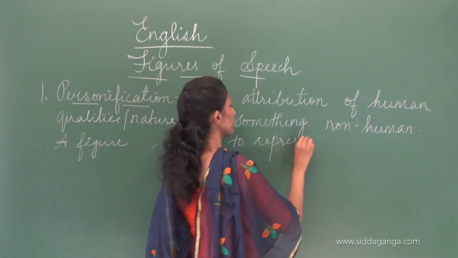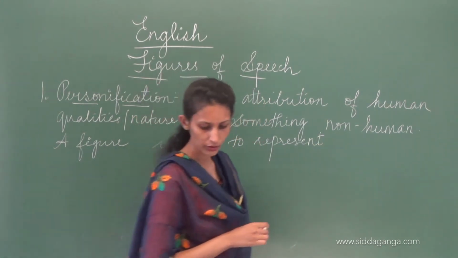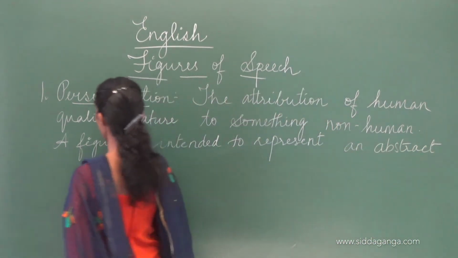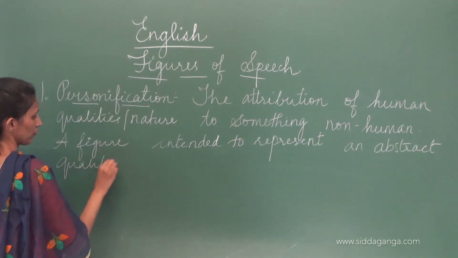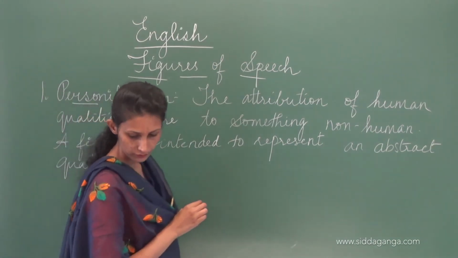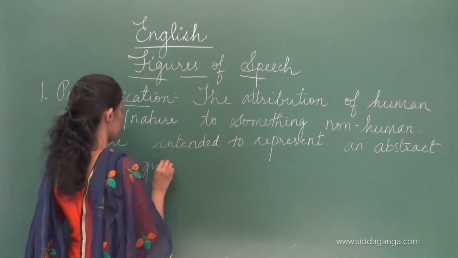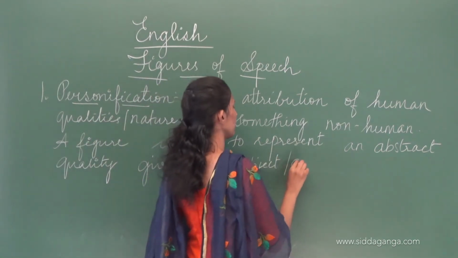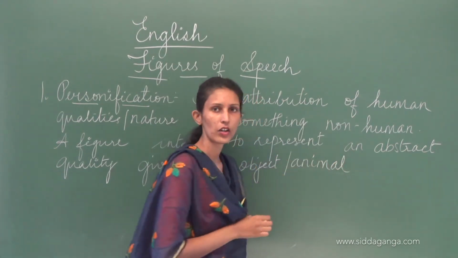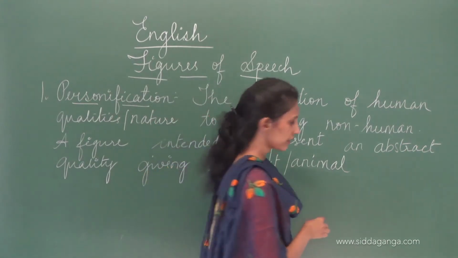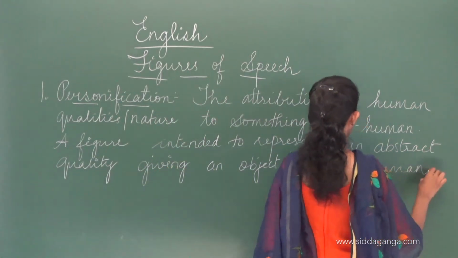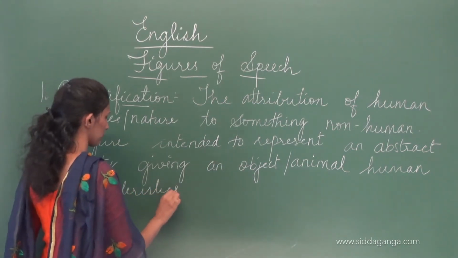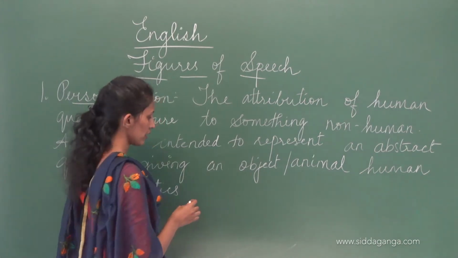you write down the definition, I'll explain it for you. Intended to represent an abstract quality, giving an object or animal, human characteristics to create interesting imagery.